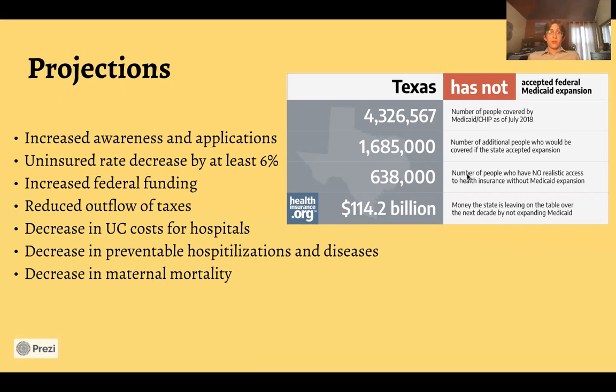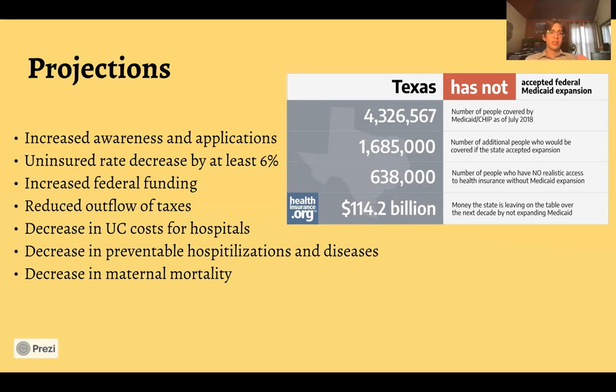It would also increase federal funding. So you can see right here that we're currently missing out on over $110 billion of federal funding in the next decade alone. And these are basically Texas tax dollars that are going out, being used in other states, whereas we could be bringing them back in, reinvesting it into our own citizens. So we see a reduced outflow of Texas taxes, if Texas did choose to accept this federal expansion.